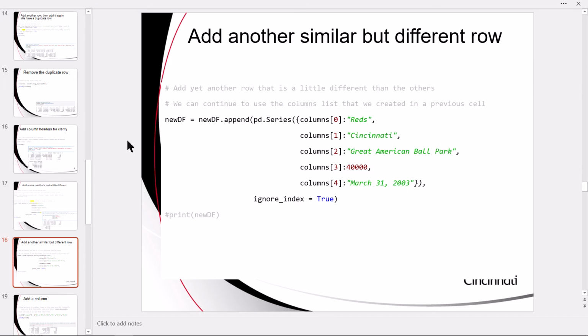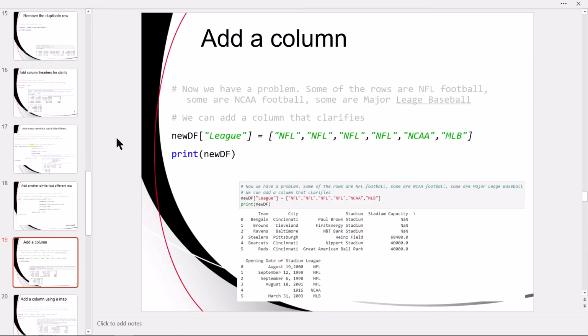Back to the slide, slide 19. Conceptually then, we have a problem because we don't know what kind of stadium is in each row anymore. They were all football, now they are not all football. So I'd like to add another column, and the column is going to tell the reader what kind of stadium is in that row. This is easy to do by using index notation, square brackets, not list notation this time. However, on the right side of the assignment statement, we are using list notation.